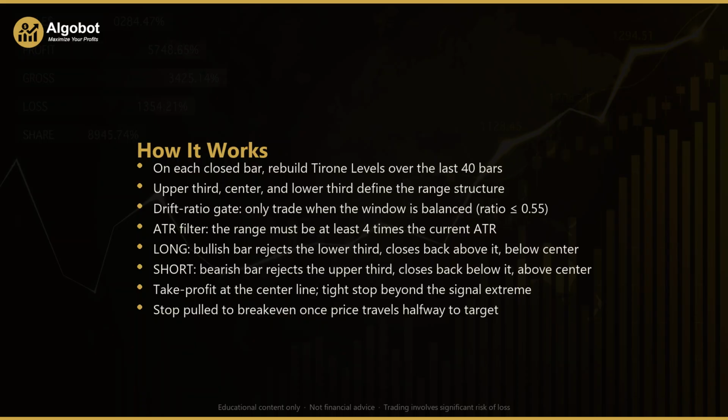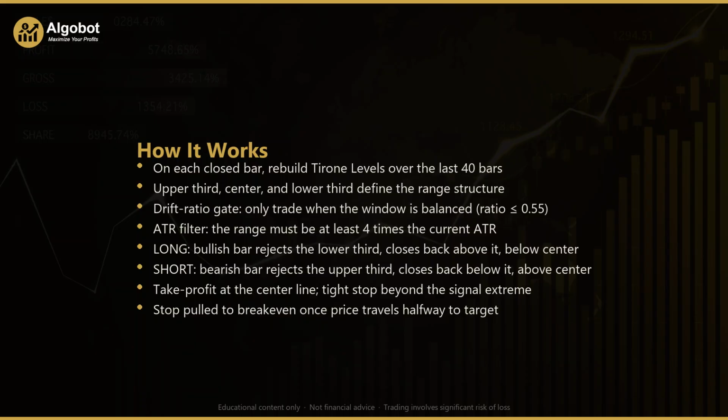Next comes the ranging filter. The strategy takes the net movement of the closing price from the start of the window to the end and divides it by the size of the range. If that ratio is above the range threshold of 0.55, the market is considered to be trending and no new trade is allowed. Only when that number stays small, meaning price has gone nowhere on balance, does the strategy consider the window balanced enough to fade. Then there's a quality check on the range itself. Using the average true range, the strategy requires the range to be at least 4 times the current ATR. This filters out dead, noise-only windows where there's simply nothing to trade.